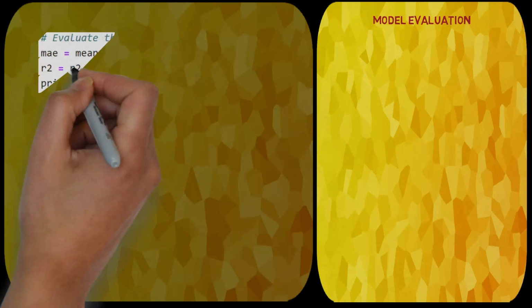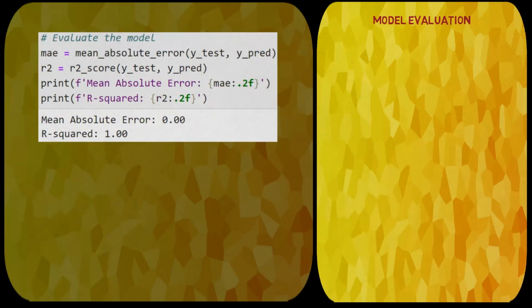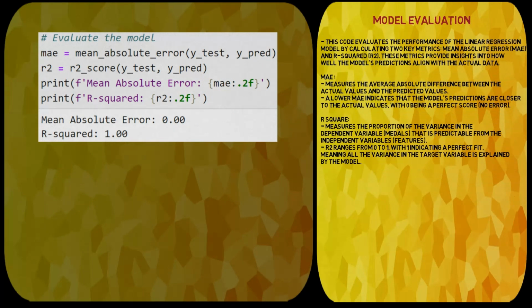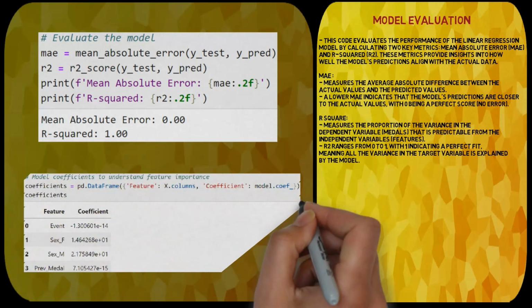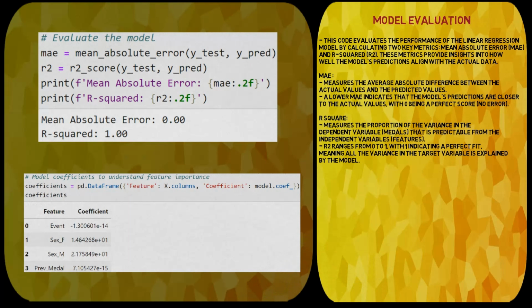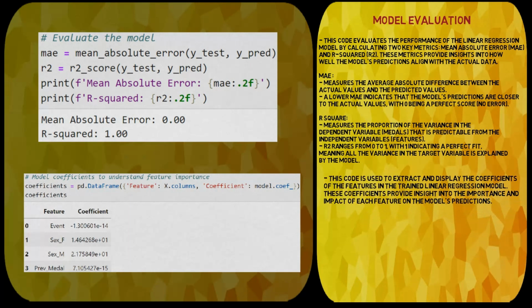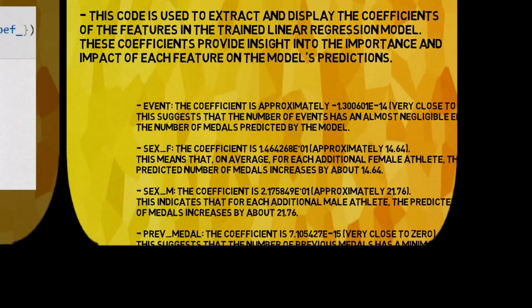Model evaluation. We evaluate our model by calculating the mean absolute error, MAE, and R-squared, providing insight into the model's accuracy. MAE measures the average error in the predictions, while R-squared indicates how well the model explains the variance in the data. This code is used to extract and display the coefficients of the features in the trained linear regression model. These coefficients provide insight into the importance and impact of each feature on the model's predictions.